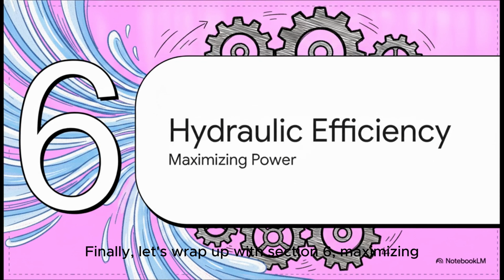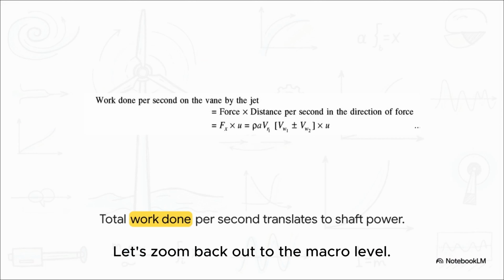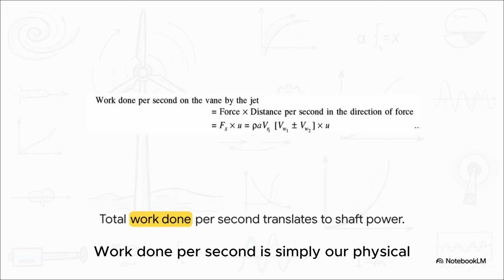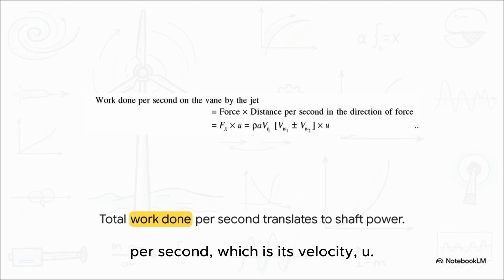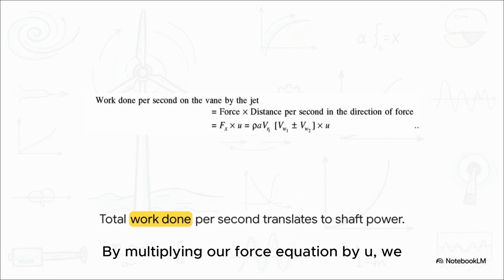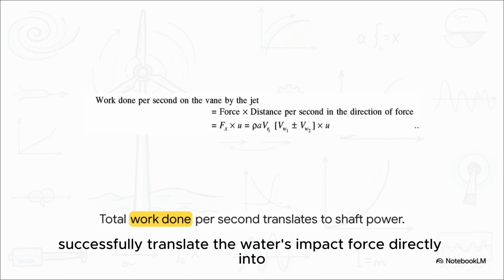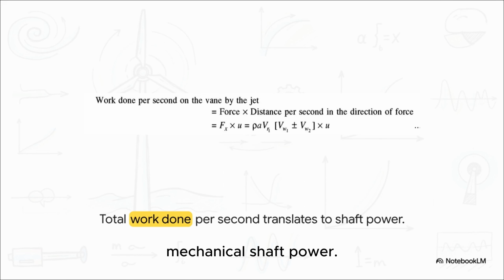Finally, let's wrap up with section 6, maximizing hydraulic efficiency. Let's zoom back out to the macro level, because force is great, but what we really want is work, right? Work done per second is simply our physical force multiplied by the distance the blade travels per second, which is its velocity, u. By multiplying our force equation by u, we successfully translate the water's impact force directly into mechanical shaft power. This is the actual energy available to spin the generator.